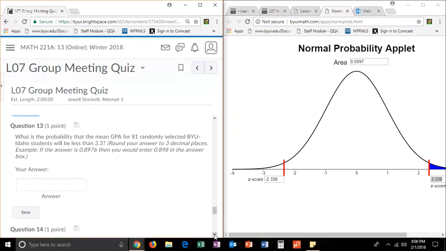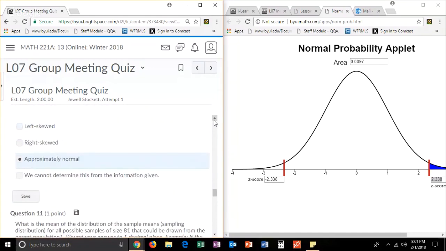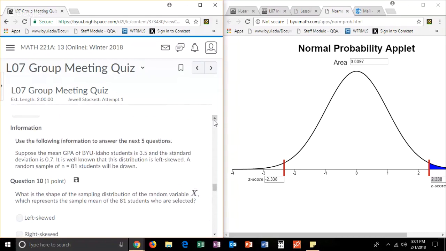Okay. What is the probability that the mean GPA for 81 randomly selected students will be less than 3.3? So we want to find the z-score for 3.3 first, right? Which is 3.3 minus the mean. I hate how you can't see the whole thing, I'm just going to overwrite it. Okay, so mean is 3.5 and n is equal to 81. Standard deviation is equal to 0.7.